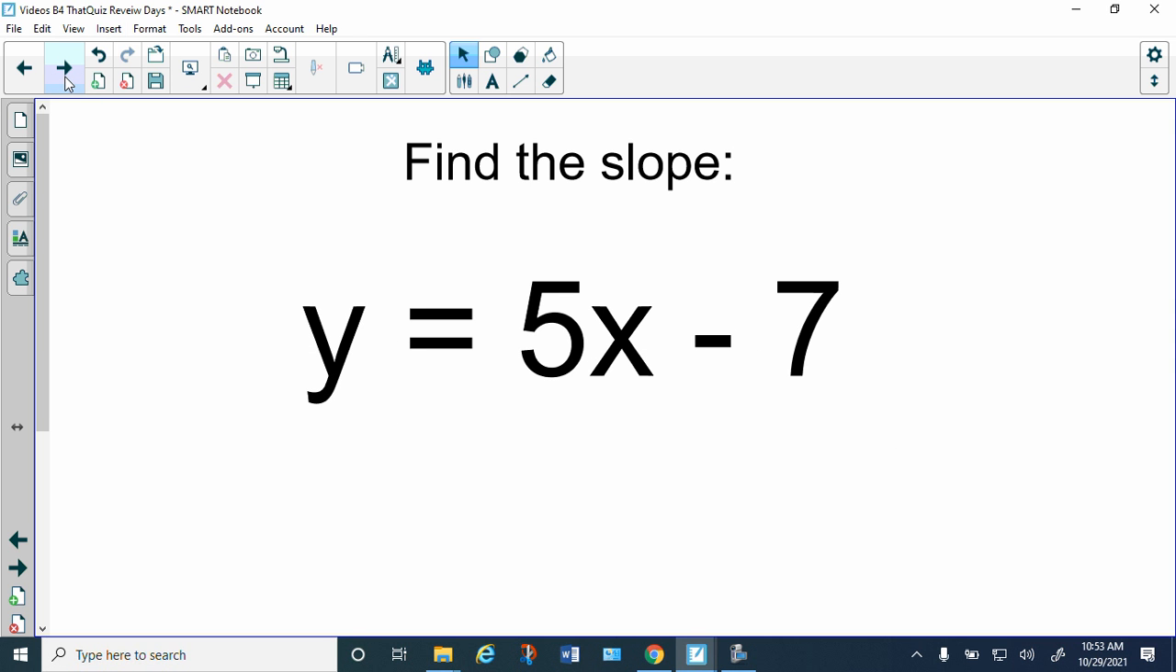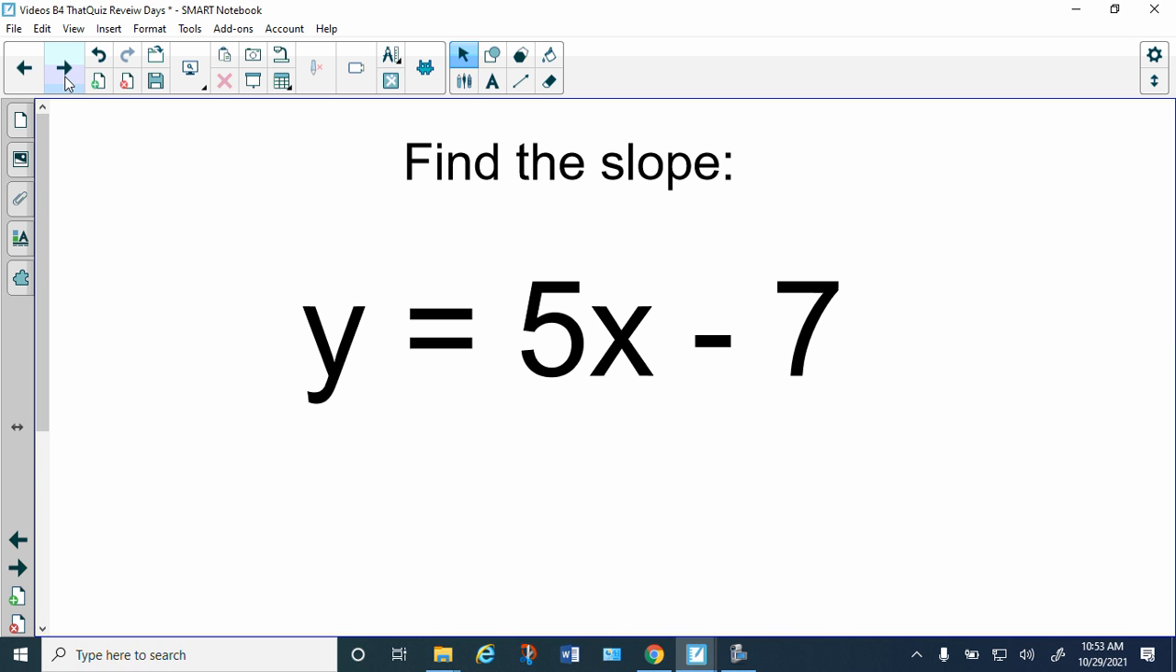All right, so go ahead and write this down. Find the slope, y equals 5x minus 7. And you're like, this is over B. You're going back another unit. And you're right, I am. Because sometimes when we learn new things, we forget old things, and we need to be reminded of the old things. So let's just make sure that we remember.